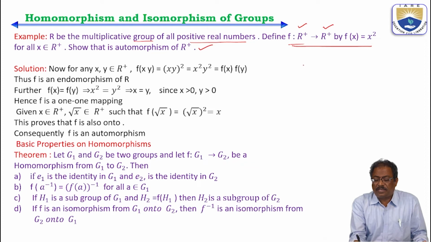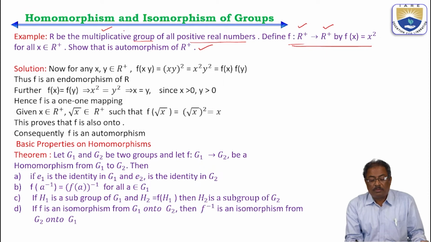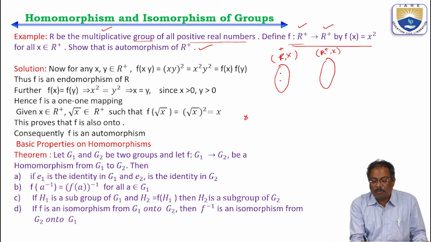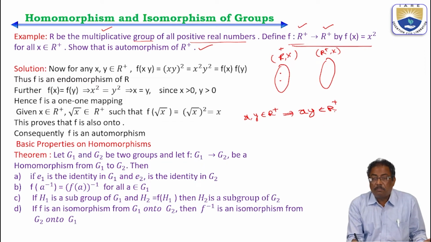So let us consider any two elements. Here R is a multiplicative group. That means R is a group under multiplication, and R plus is also a group under multiplication. So now we have to consider any two elements x, y members in R plus. If they are positive real numbers, then their product is also a positive real number. So definitely it is also a member in R plus.